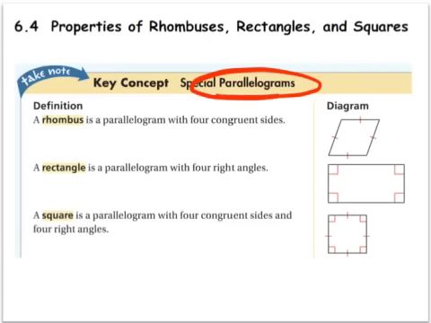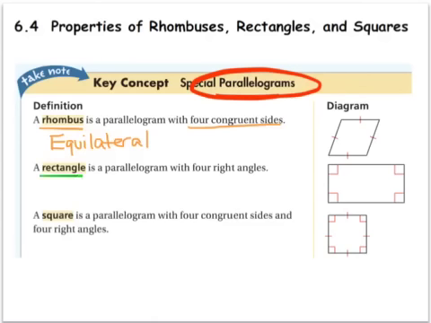The first special case we're going to look at is the rhombus. The rhombus is a parallelogram with four sides being congruent. So in your parallelogram, it must be true that all four sides are congruent. Basically, it is an equilateral parallelogram. So let's write that down because it sounds pretty important. An equilateral parallelogram.